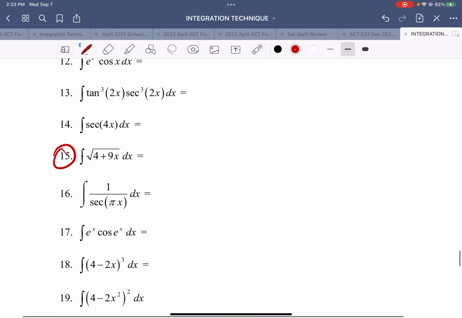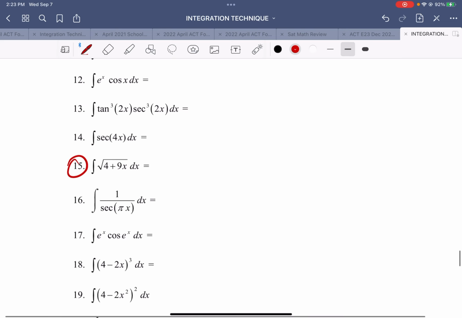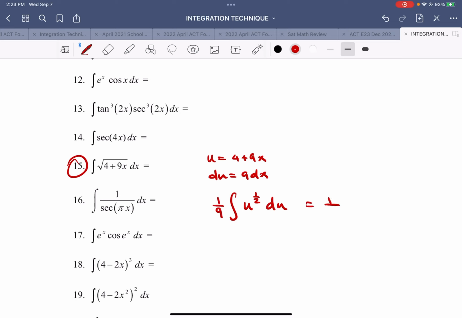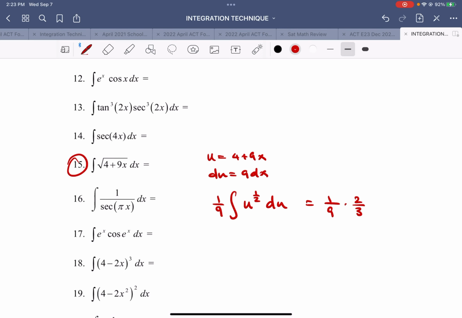So this is pretty simple, but we talk about so many rules, so don't forget this kind of simple one. So u is 4 plus 9x, so du equals 9 dx. So the integral of u to the 1/2 times 1 over 9 du, right? So 1 over 9 times, 1/2 plus 1 is 3/2, so flip it, 2/3, and then u to the 3/2 plus c. So 2 over 27 times 4 plus 9x to the 3/2 plus c. So that's your final answer.